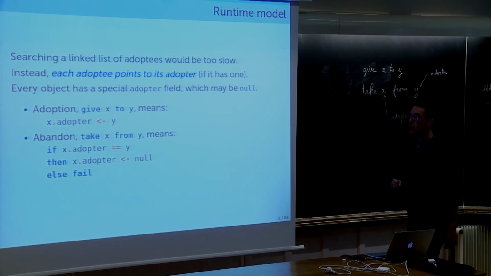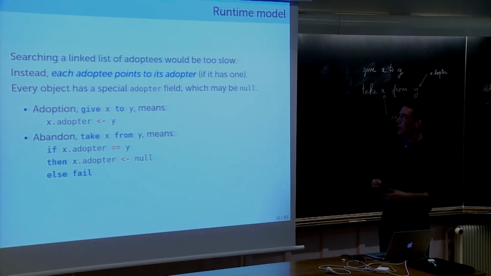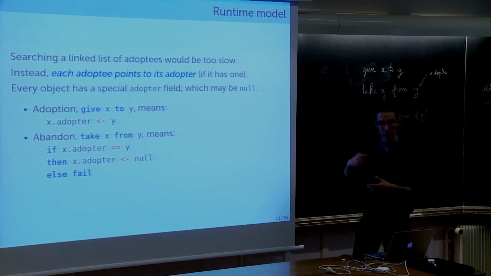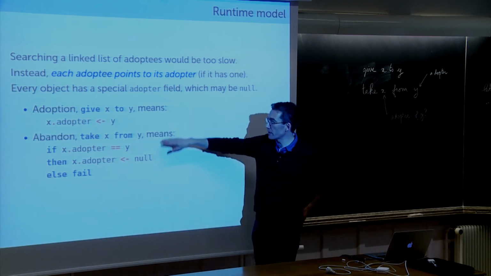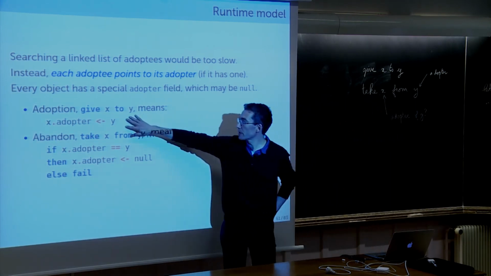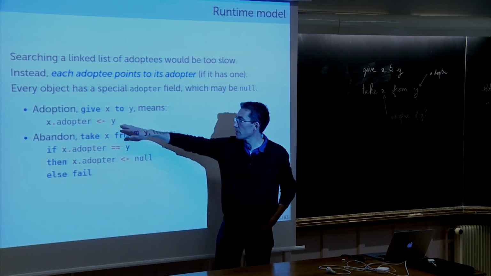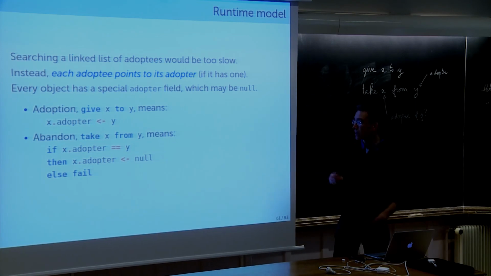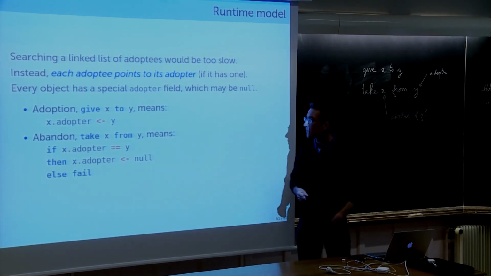Because, as Basile mentioned, each object can have at most one adopter, we can just let the adoptee point to its adopter if it has one, or point to null otherwise. And this means we can implement give and take like this. Give is just writing the address of the adopter into a special field. So every object needs to have one field like this, one adopter field.